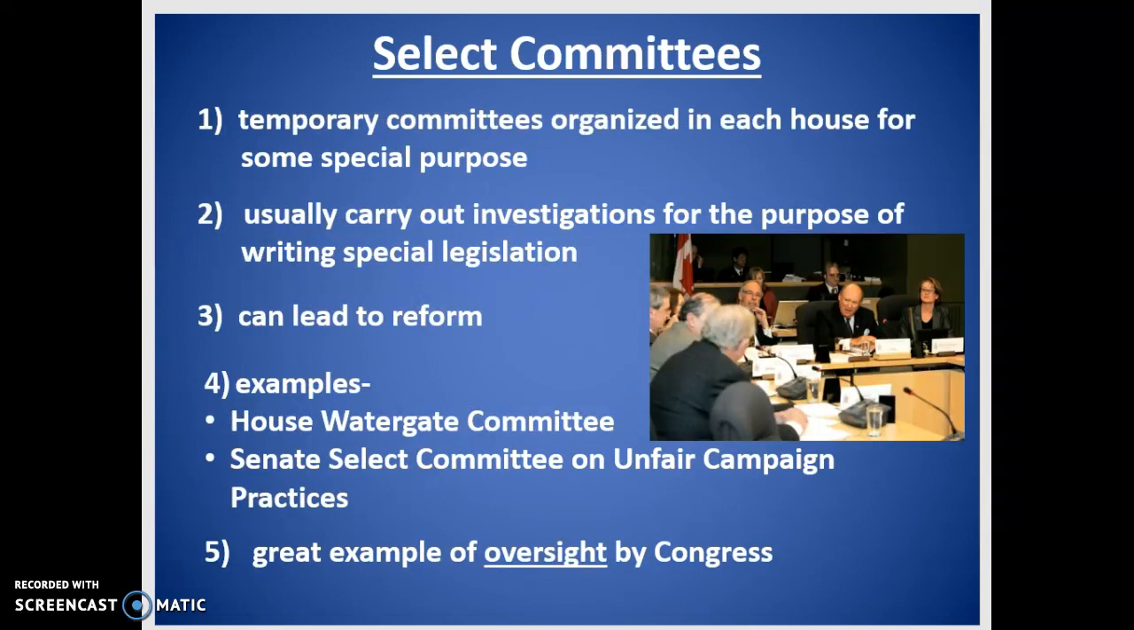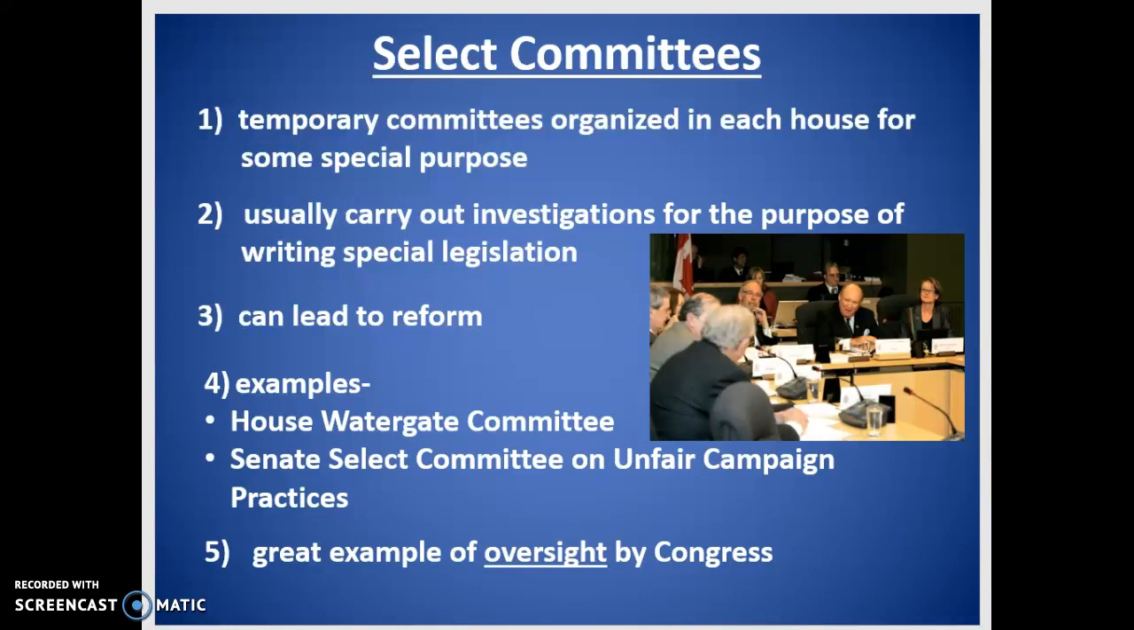Select committees can also be called special committees in the Senate. So the House Select Committee or the Senate Special Committee. Okay, so don't get confused if you see it as that. They are on both sides. So the House has select committees, the Senate has them. They do not combine efforts, so they're not going to be made up of both sides. And they are usually brought together for some kind of investigation.